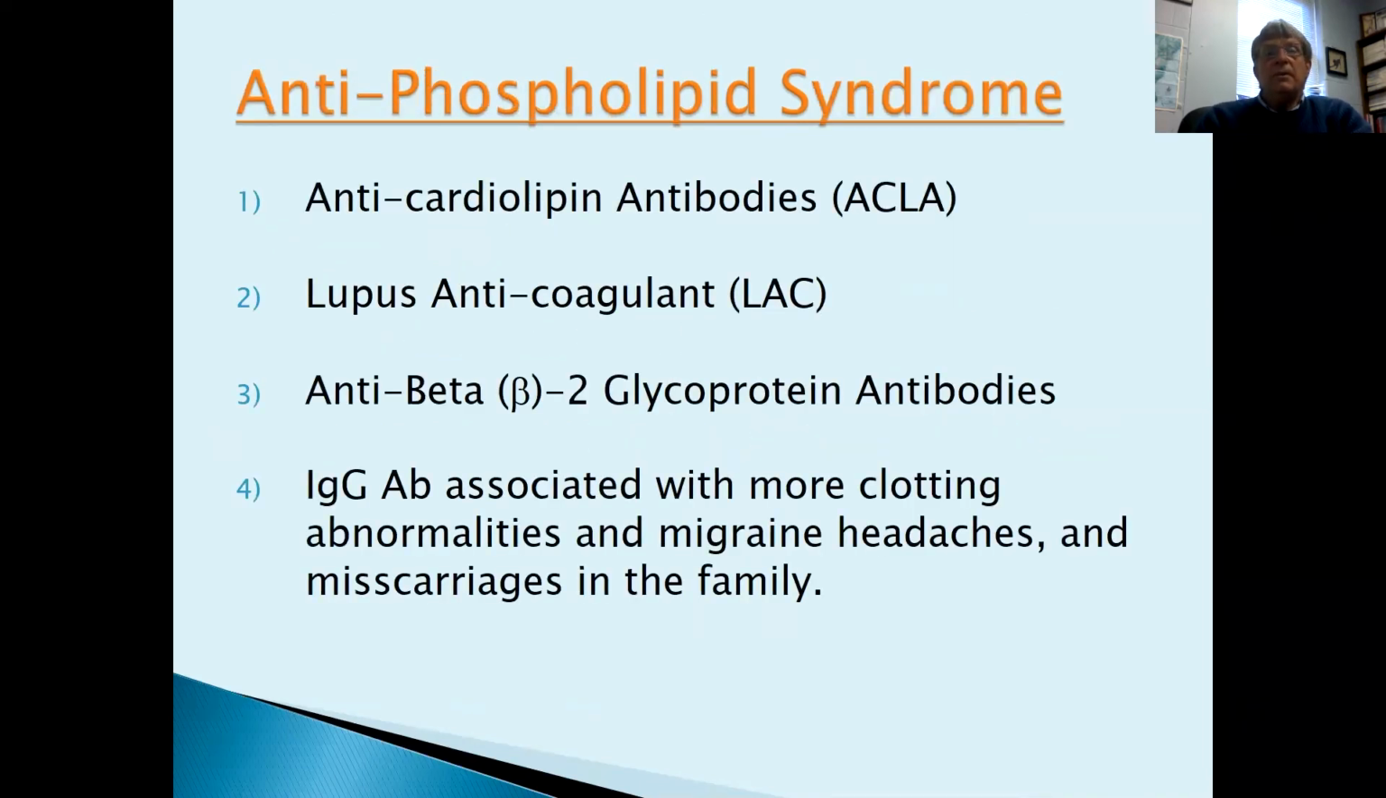Other studies that should be measured at baseline include antiphospholipid syndrome antibodies: the anticardiolipin antibodies, lupus anticoagulant, and anti-beta-2 glycoprotein antibodies. Most commonly, the antibodies associated with more clotting abnormalities, migraine headaches, and miscarriages in families is the IgG antibody. Therefore, these all should be measured at baseline. Again, careful evaluation of your patients. If there's any history of migraine headaches or miscarriages in the family, these should also be performed at baseline.